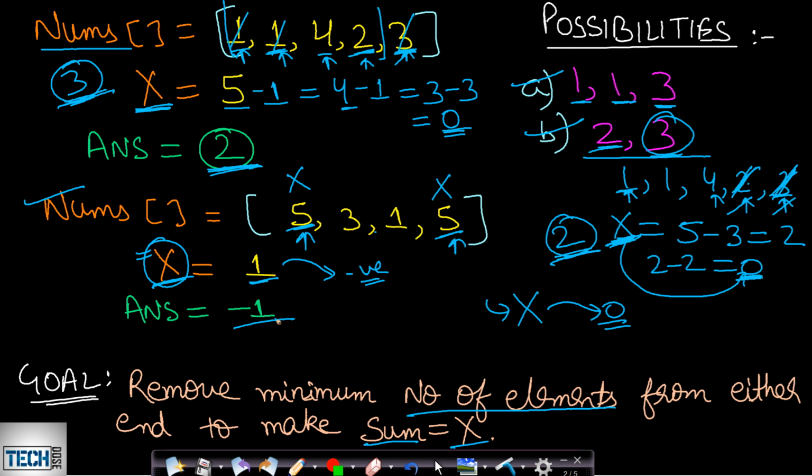So these are the two possible answers. If it is not possible, we will return -1. Otherwise, if it is possible, we will return the minimum length of the sequence. I hope you were able to understand the problem statement now.